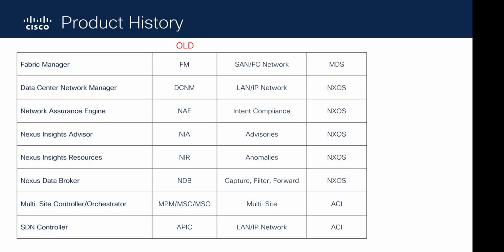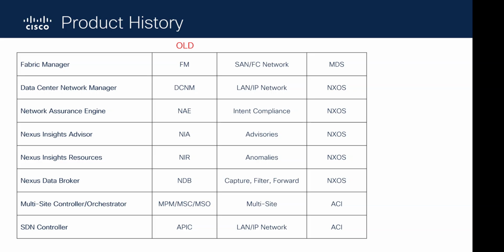Then, if we jump ahead some years, we had several more tools developed for unique purposes. We had the network assurance engine, which was all about ensuring that the intent expressed by the network operator reflected reality while adhering to rules and regulations. We also had Nexus Insights Advisor, which was all about providing advisories such as end of life or end of sale for equipment, field notices such as bug reports, and PSIRT information around security vulnerabilities while pinpointing which specific components of the overall environment were being impacted by these things. Nexus Insights Resources was all about reporting anomalies in network behavior. And then we had Nexus Data Broker, which focused on capturing, filtering, and forwarding production network traffic to a set of tools that are used for analysis purposes.